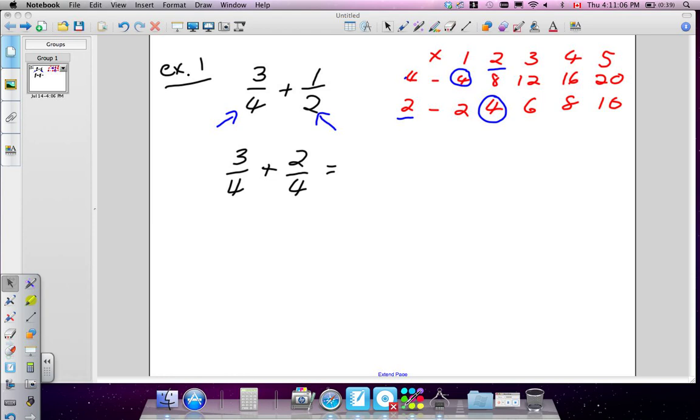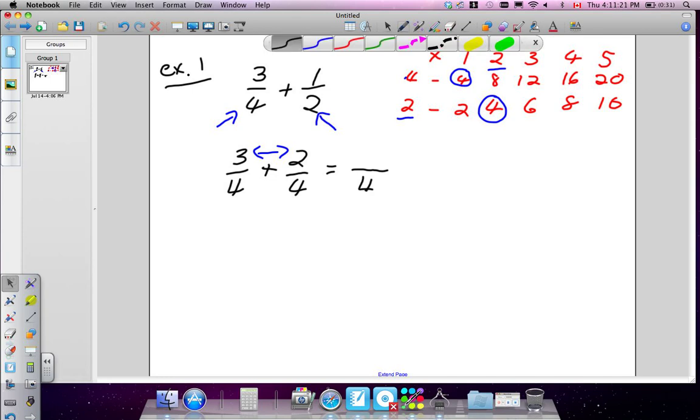Okay? Now our answer when we're adding fractions is our denominator will still be the same. So it's going to be over 4. The next step what I have to do is I just add the two numbers on top. So 3 plus 2 is 5. And that's it. You can reduce it if it's possible, but it's not. Yeah, it's not possible to reduce this one.